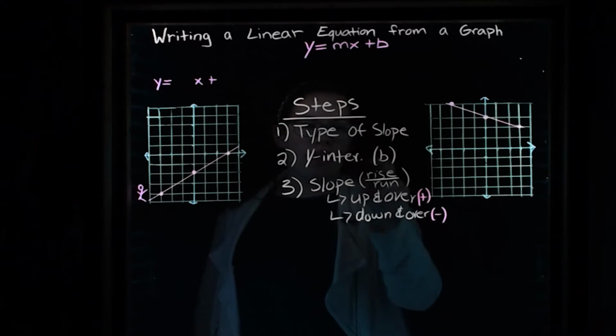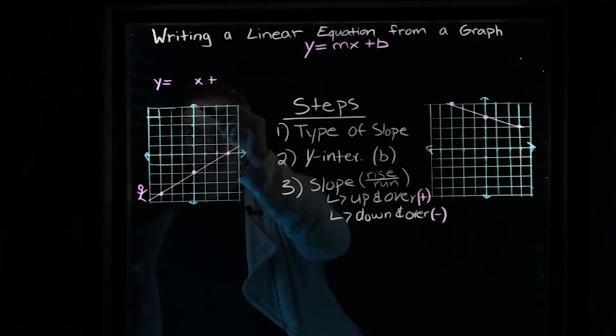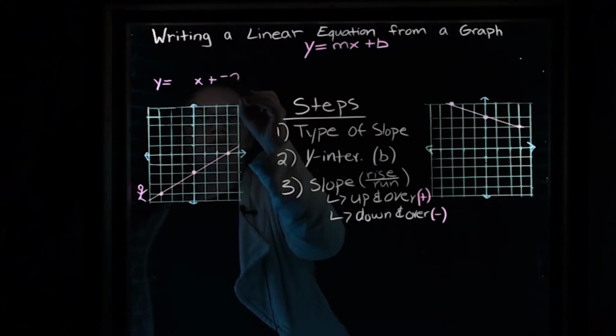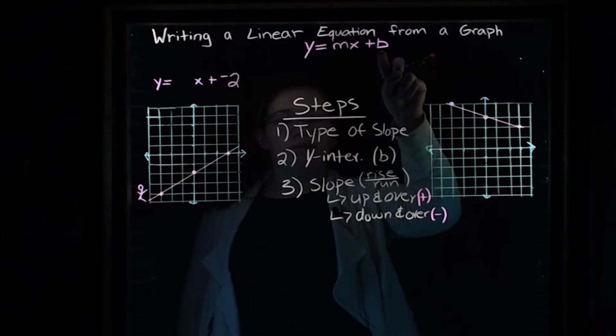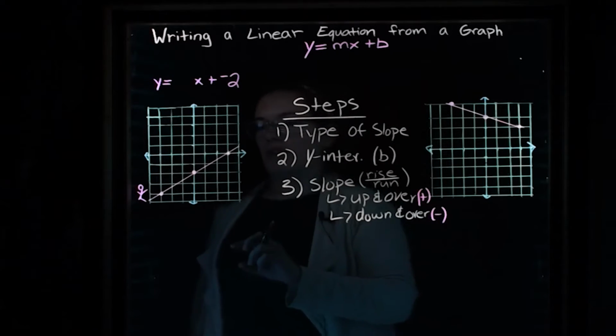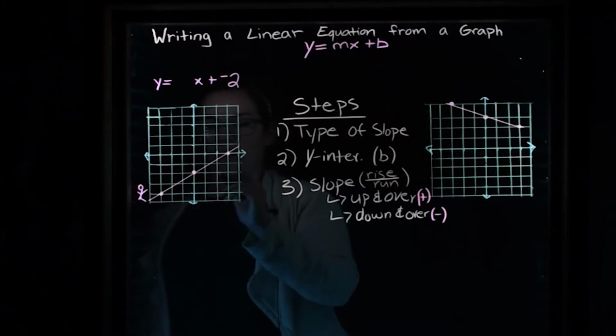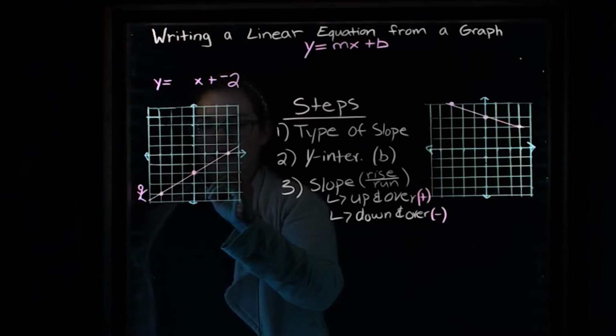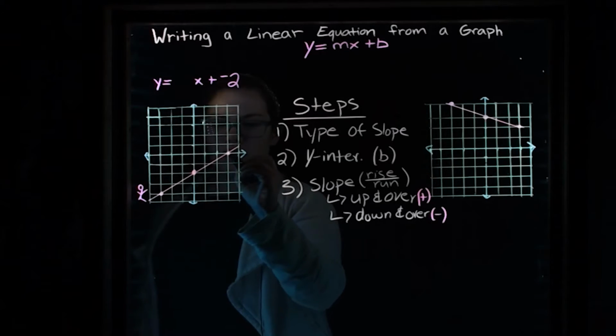Don't need a negative because it's a positive slope. Second step, y-intercept. Let me look where it hits the y-axis. 1, 2, negative 2. So I write that in the b spot. Now for my slope. Up and over or down and over. Well, I know this is positive, so I go up and over. I like to start at the y-intercept. Now I need to count. How do I get from here to here?